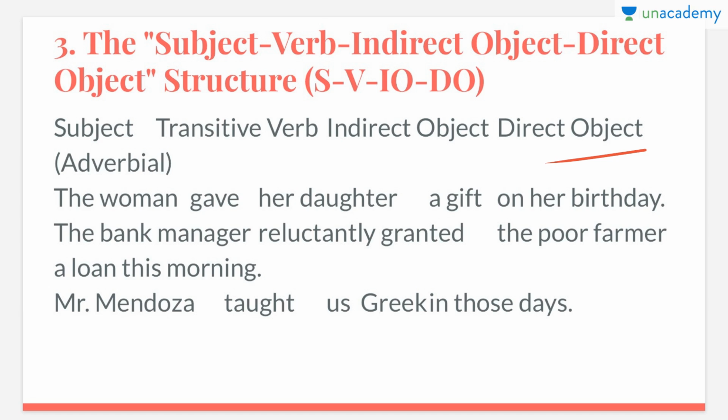The bank manager granted the poor farmer a loan this morning. The bank manager is the subject, granted is the transitive verb, the poor farmer is the indirect object, a loan is the direct object. Mr. Mendoza taught us Greek in those days: Mr. Mendoza is the subject, taught is the transitive verb, us is the indirect object, Greek is the direct object, in those days is the adverbial. So in these sentences, both direct and indirect objects are kept together.